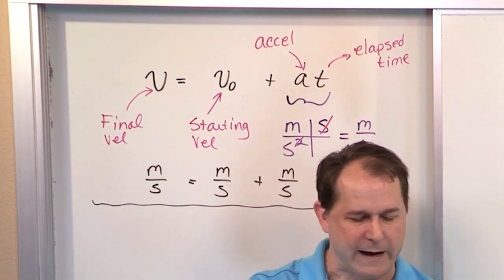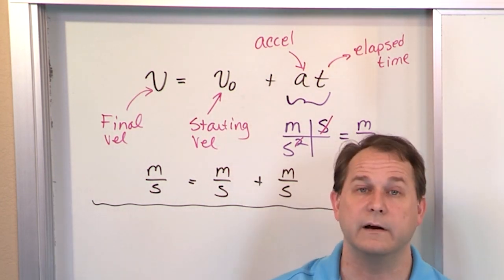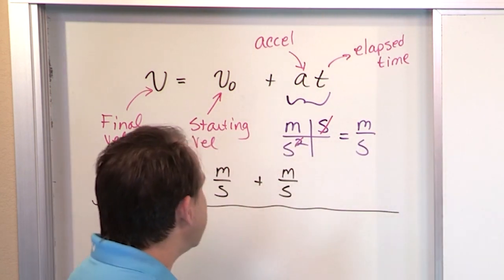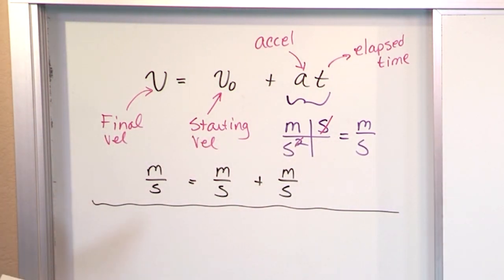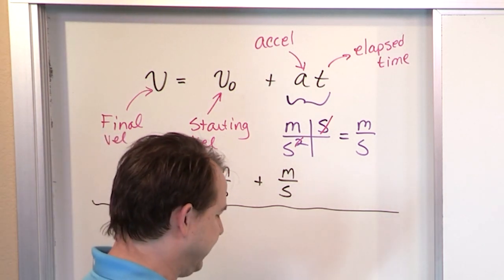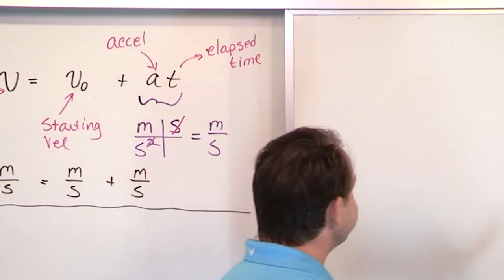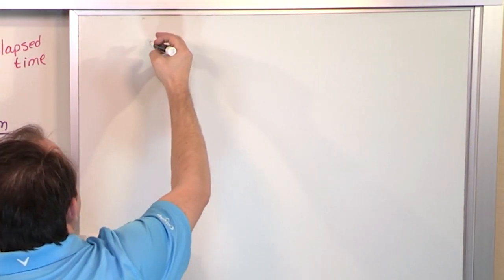The next one I want to talk about is just as important as this one, of course, but maybe a little bit harder to pick up. So I think in order to do that, let me just see how much space I have. Yeah, I'm going to go to the other board over here. So it's the equation that involves position.